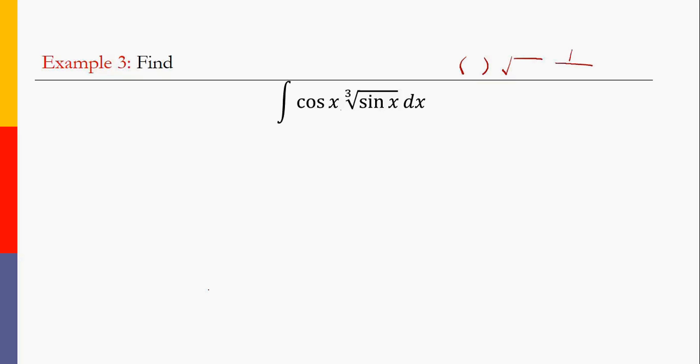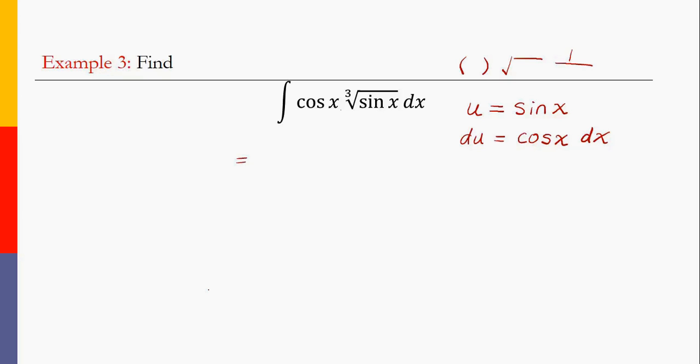In the denominator of a fraction. In this case, it's very easy to identify u to be sine of x. Then our du will be the derivative of sine of x, which is cosine of x dx.